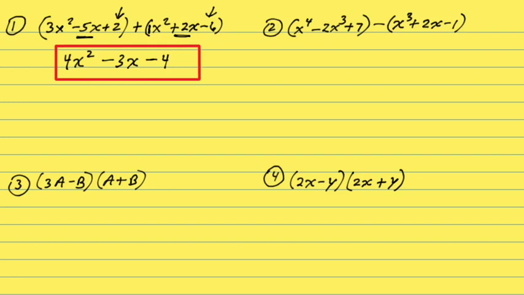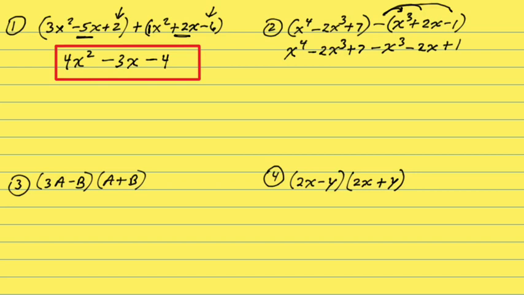Now number 2 is subtraction. I'm just going to rewrite the first part. And then I'm going to distribute the negative 1 here. That just changes all these signs. So that's going to be a minus 2x, and that's going to make it a plus 1.